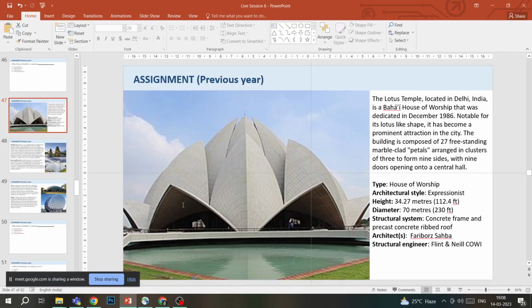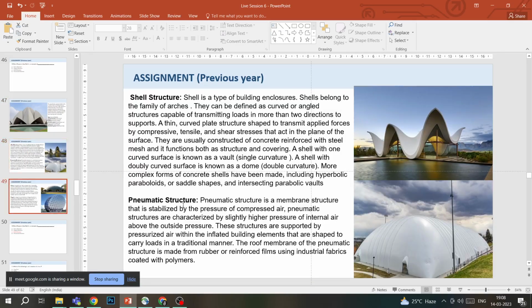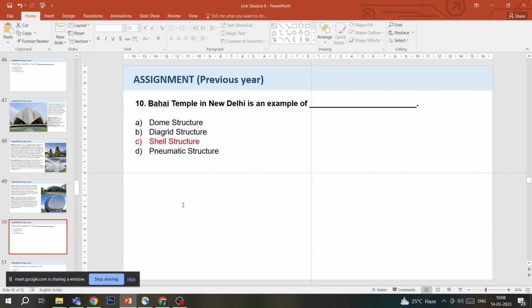And you can see how different kinds of shells are being added together in a shape to create this kind of building. Different kinds of shells joined together create this building, which makes it an example of shell structure. So our answer would be shell structure.